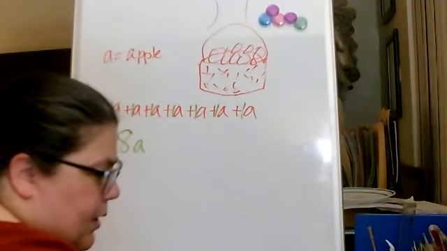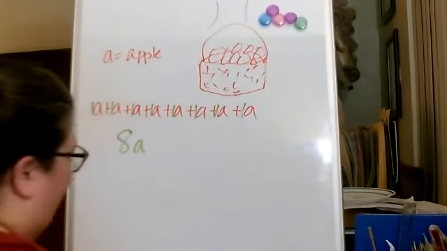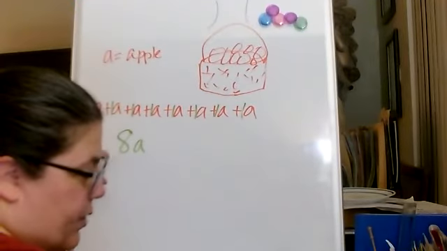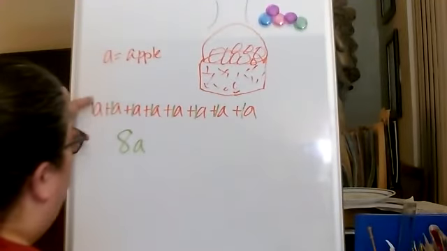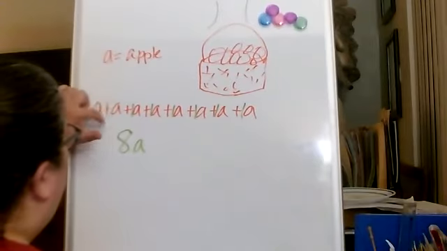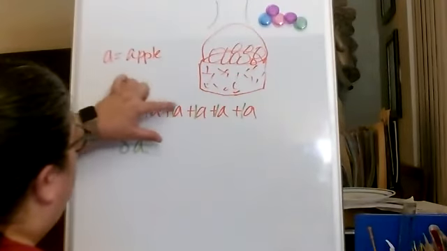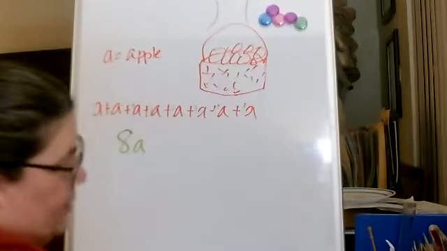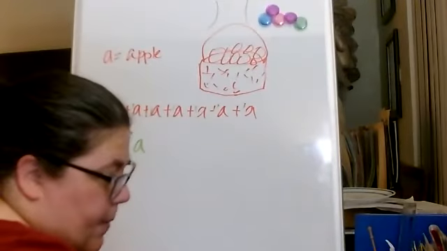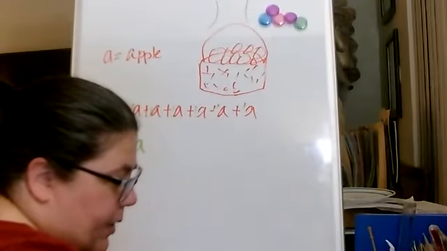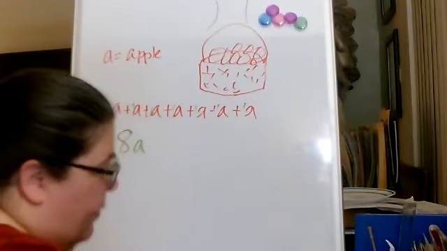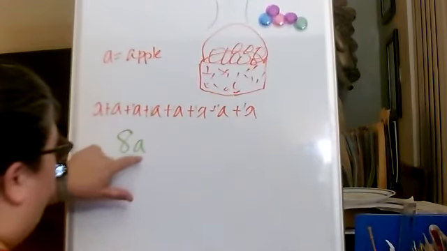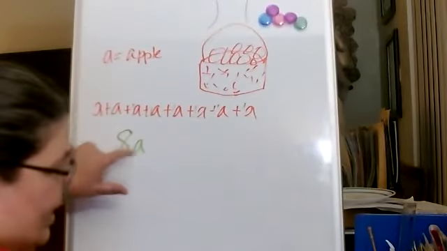So when we put all the a's together to get 8a, we are collecting like terms. Each term has the variable a. I'm going to take those ones off because we don't need them, because we're big kids and we know that anything in front of a variable has an implied 1. Each term is a variable a, so we can combine them with the coefficient of 8, which tells us how many a's we have. There are 8 a's.